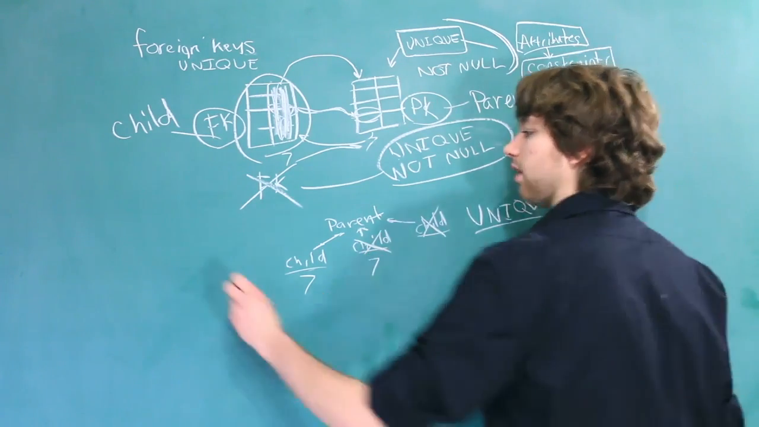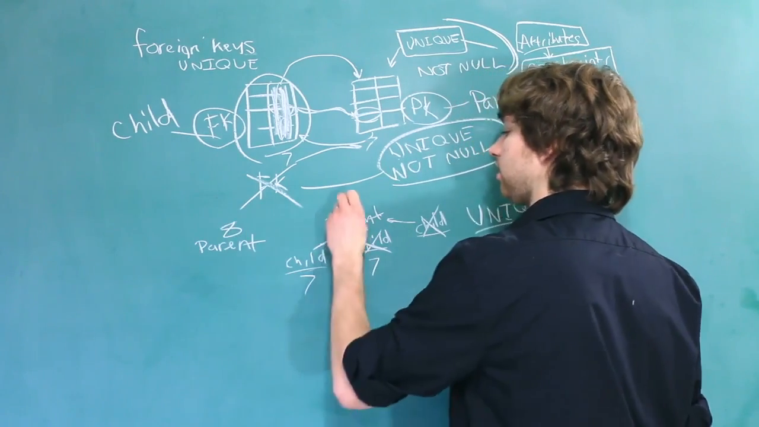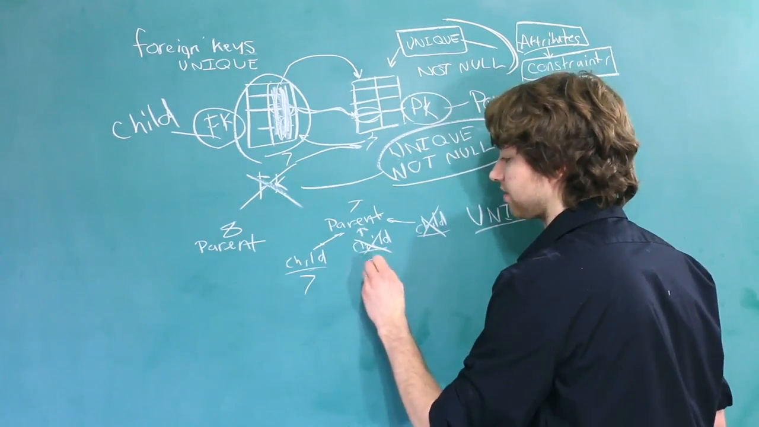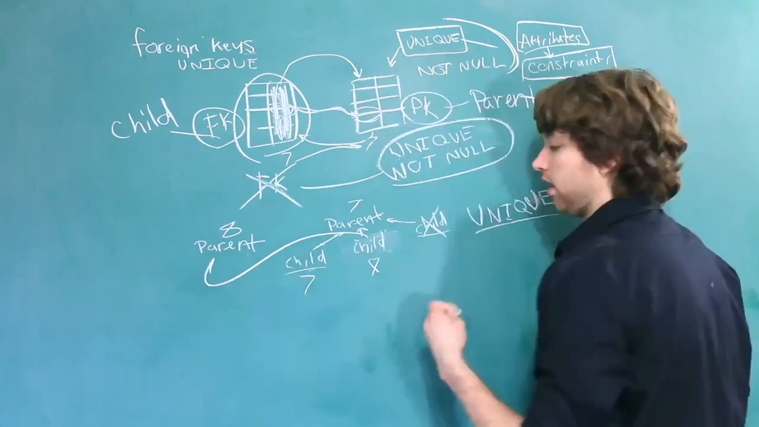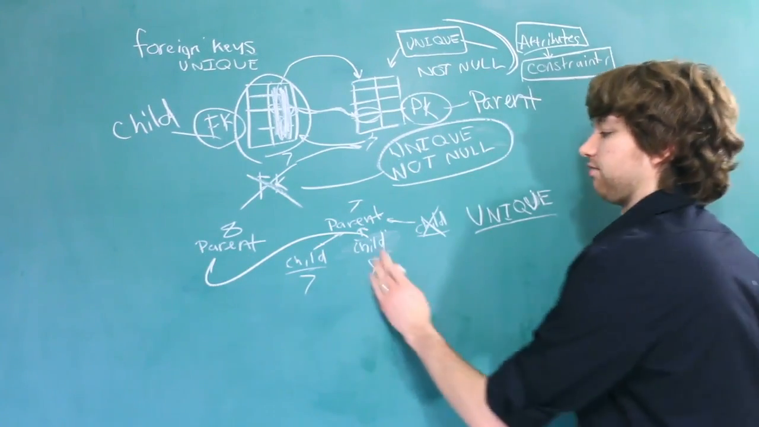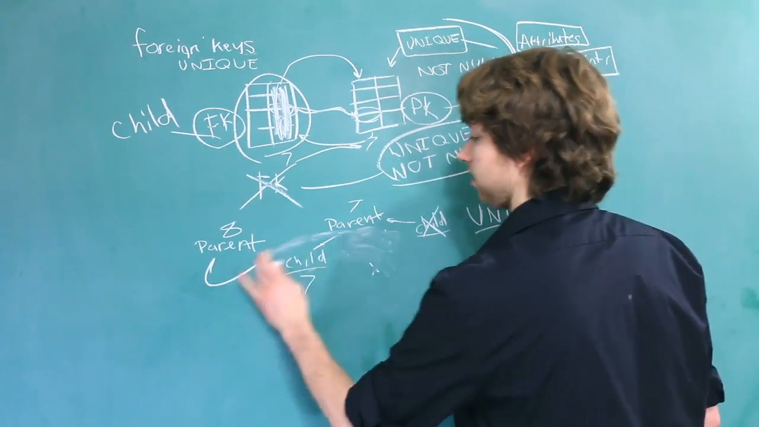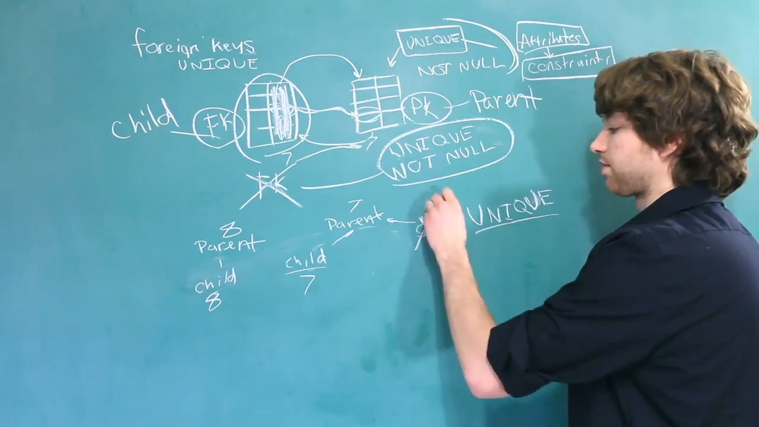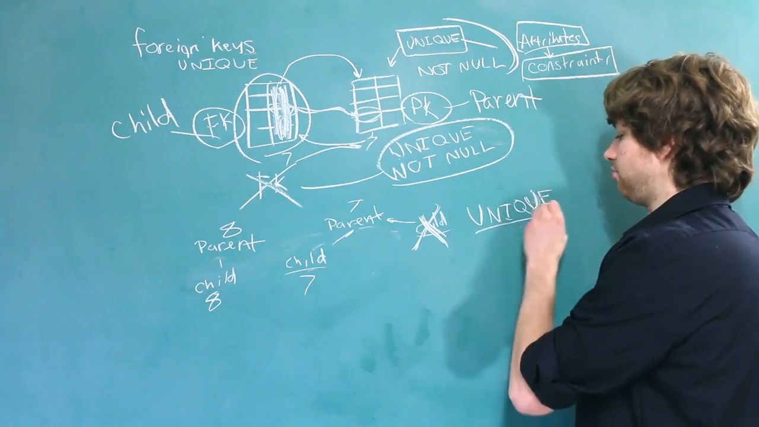But if we have another parent, this one might have the ID of 8. And this child could reference that parent. And now we're okay. And it might make more sense if we move the whole thing over there. So let's do that. This is okay. This child still cannot exist because of this unique constraint.